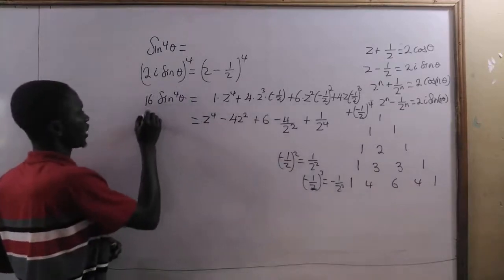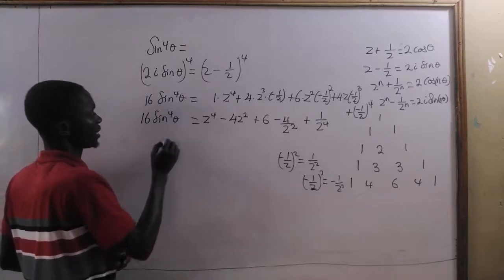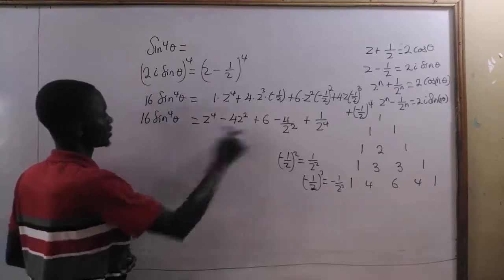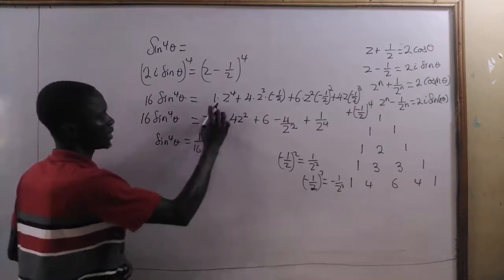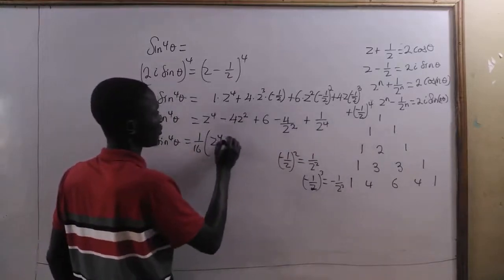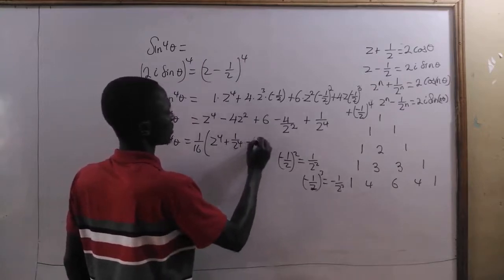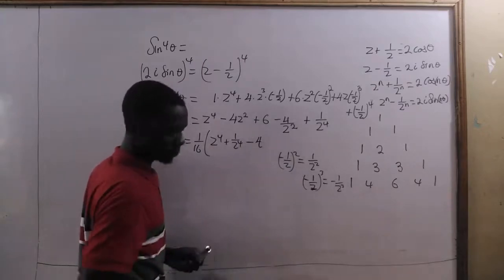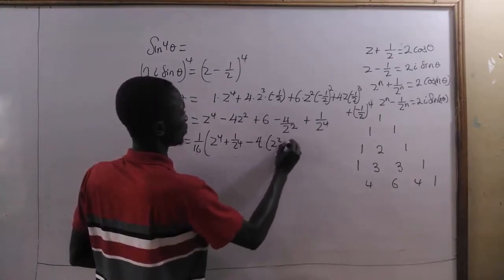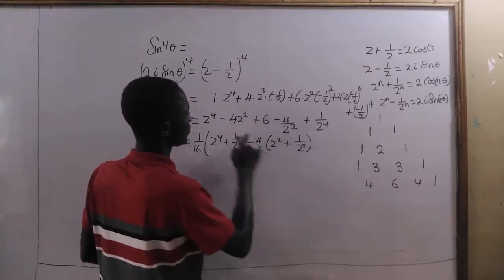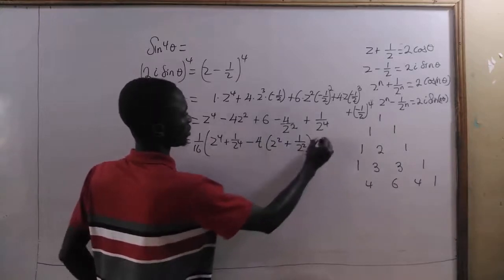So here you have 16 sine to the power 4 of theta equal to this. So we have sine to the power 4 of theta equal to 1 on 16 times. Now you can take this one, z to the power 4 plus 1 on z to the power 4 minus 4 into z squared plus 1 on z squared. Look at this one, minus 4. So factorize the minus 4 out, plus 6.